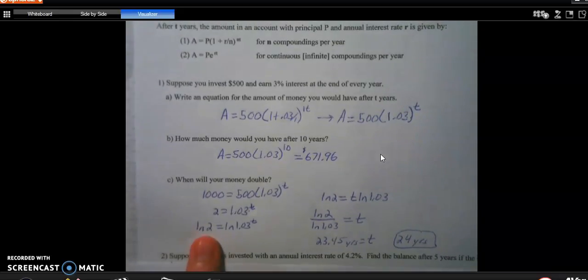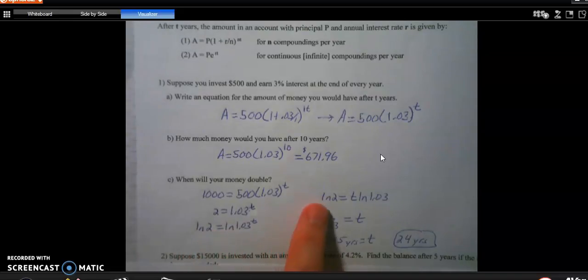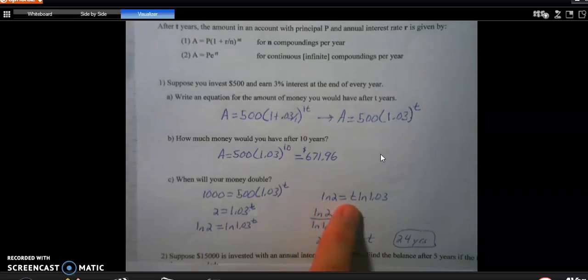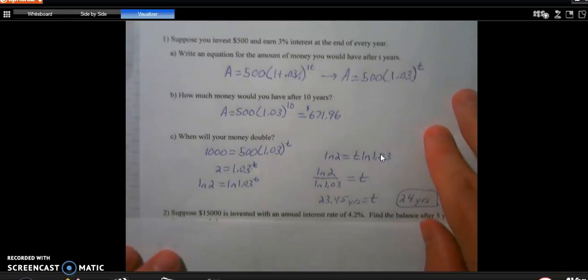So I just decided to take natural log of both sides on this one to do it a little differently than I usually do. You could have done log for the log on each side, same idea. And log 2 equals t log 1.03. Divide both sides by the log of 1.03, and you end up with 23.45. So this is one where, because you're only compounding at the end of every year, whatever you got for that decimal value there, you'd have to round up to the next full year. So I said 24 years. Okay, so that's a pretty straightforward question.